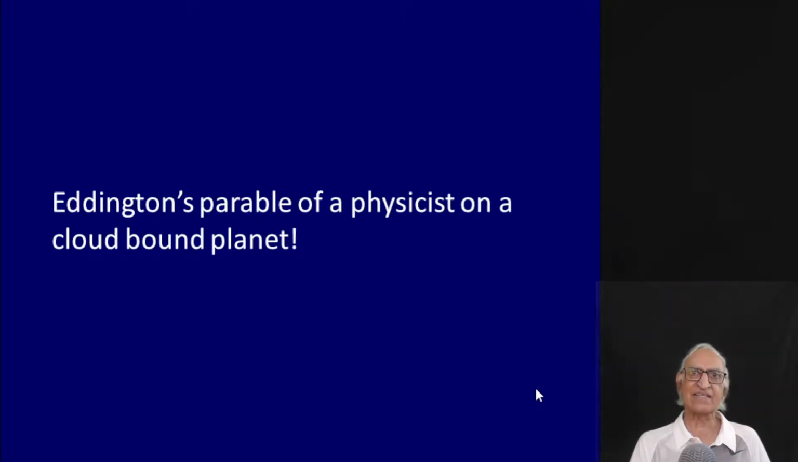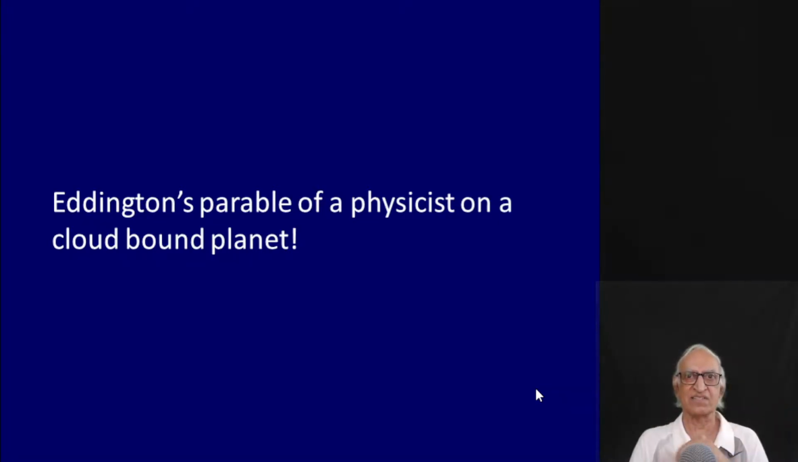Now, Eddington tried to answer this question with a story, a parable of a physicist on a cloud-bound planet. There's a very clever physicist living on a planet which is permanently clouded. So he has never seen the sky. He has never seen a star. But he's a very clever physicist and he knows the laws of physics that have been determined in the laboratory.